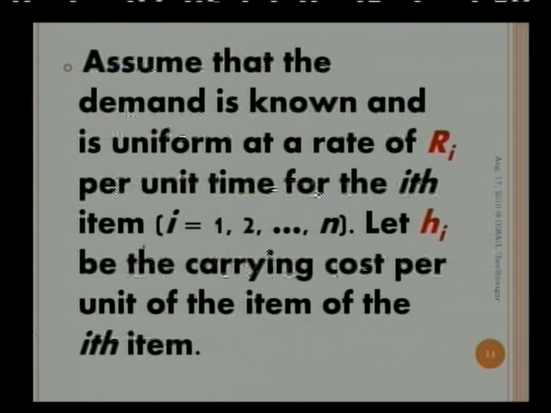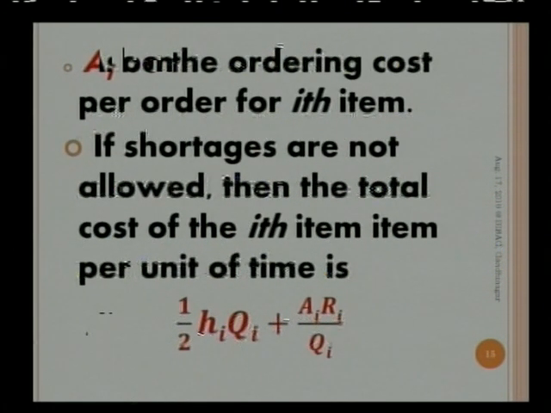Assume that the demand is known and uniform at a rate of Ri per unit time for the ith item, where we are having n items to order for. The corresponding inventory holding cost is Hi for the ith item. Let Ai be the ordering cost per order for the ith item.